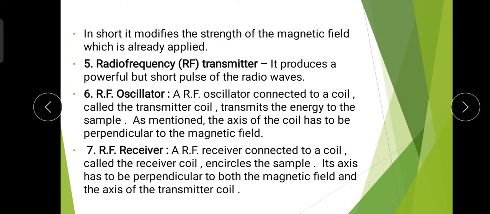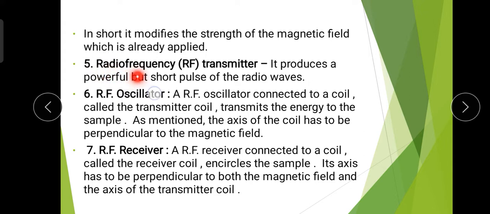Now next, in short, it modifies the strength of the magnetic field which is already applied. That means the magnetic field already applied with the help of the coils is modified by the sweep generator, that is, it modifies the strength of the magnetic field. So this is the function of the sweep generator.